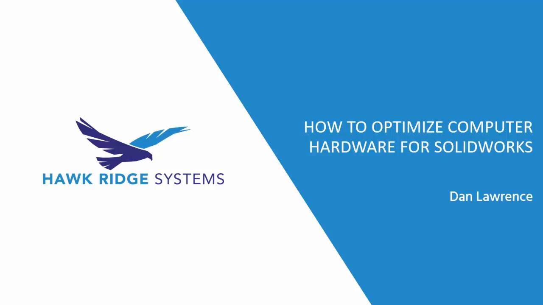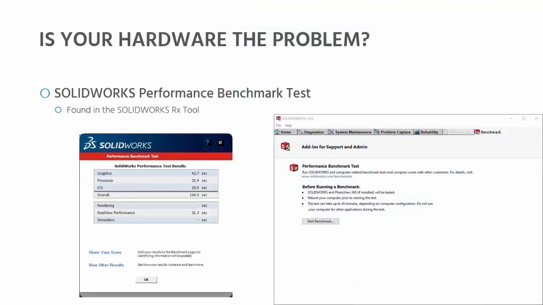In this video, we will be discussing the main hardware components that you should be prioritizing when looking to upgrade your machine for optimal SOLIDWORKS performance. Before diving into the hardware, it's important to note that the most common reason for underwhelming performance in SOLIDWORKS is not outdated or inadequate hardware. Rather, it is typically a result of inefficient or poor modeling practices.